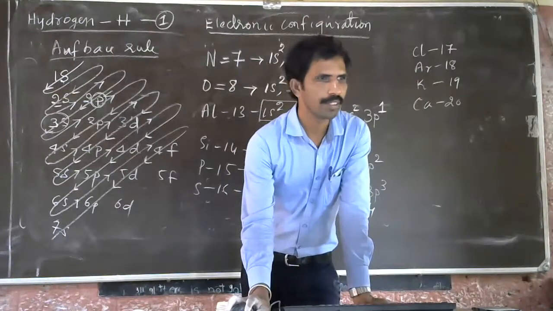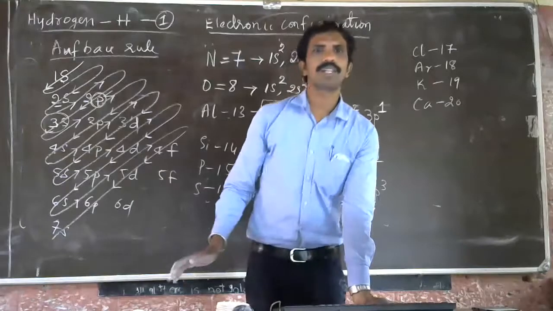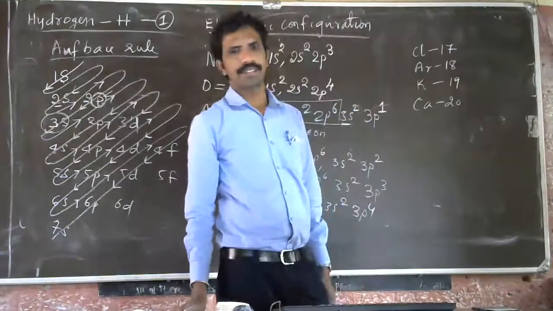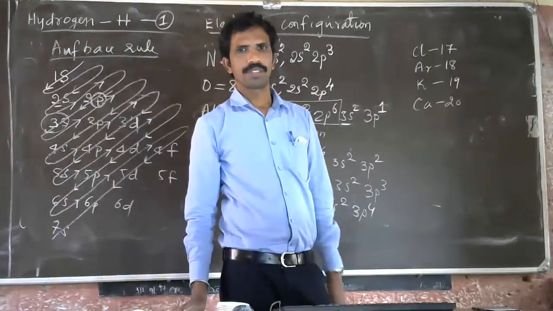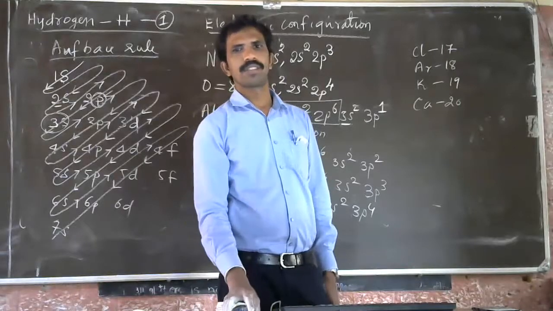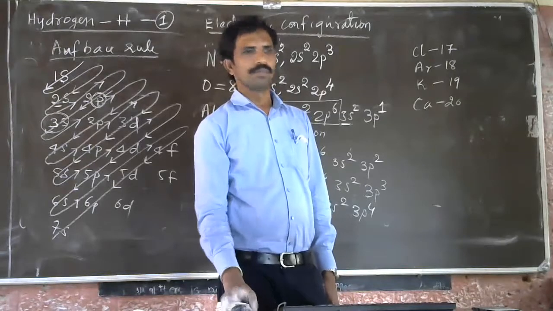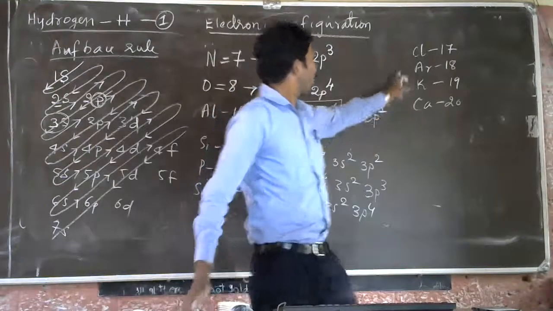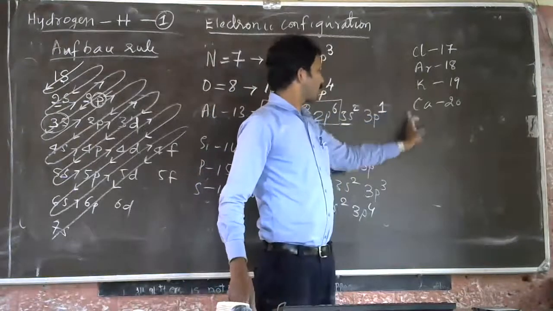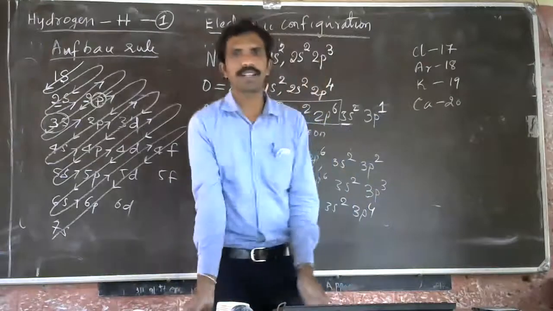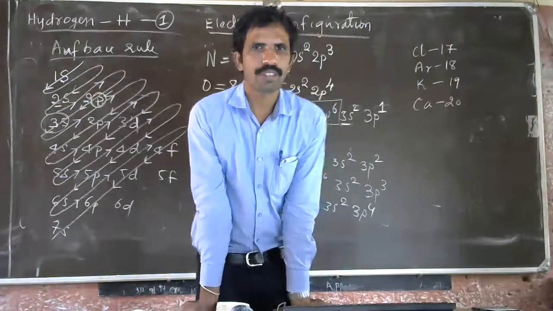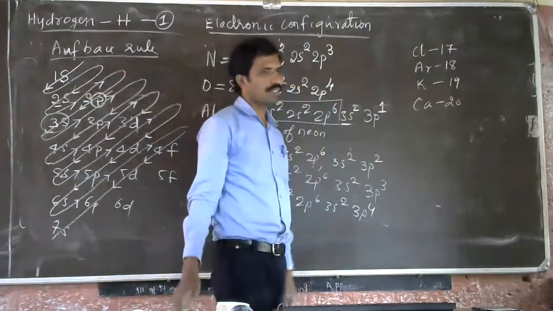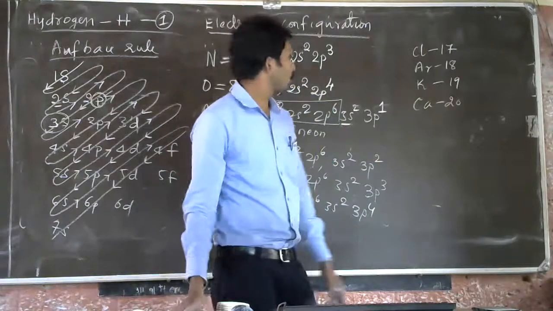Purnachandra, what happened? You raised your hand. By mistake, sir. Okay. So write this. Four attempts I have given, 4 elements. Write the electronic configuration of these 4 elements: chlorine, argon, potassium, calcium.